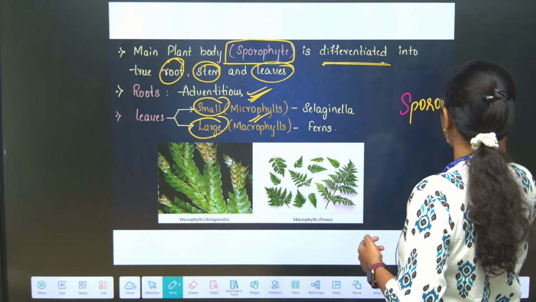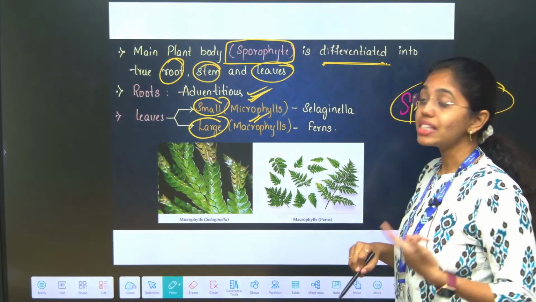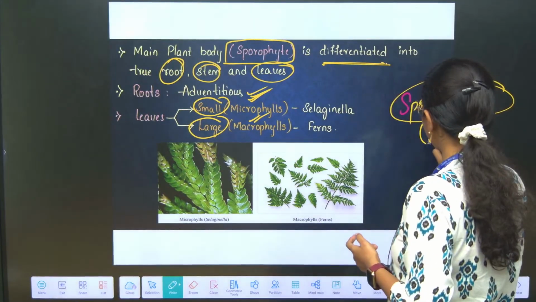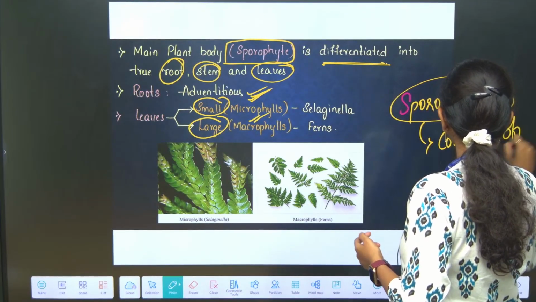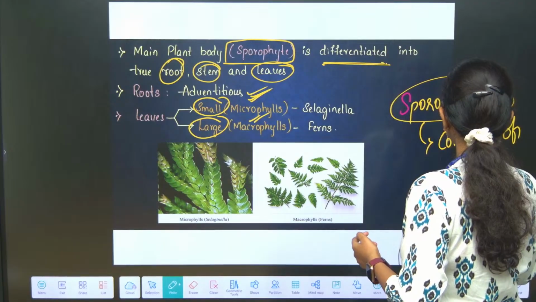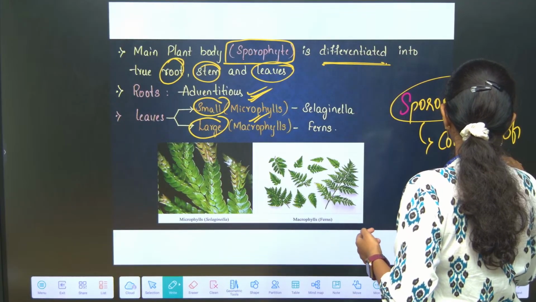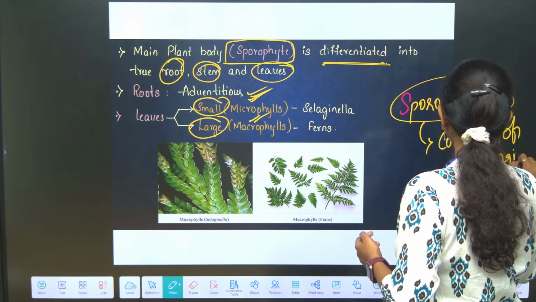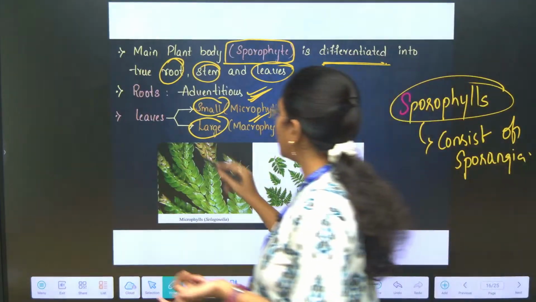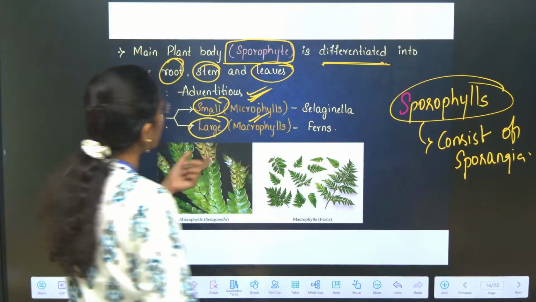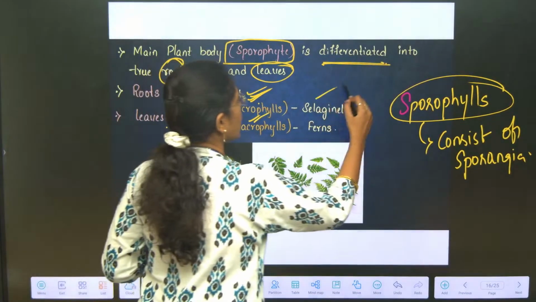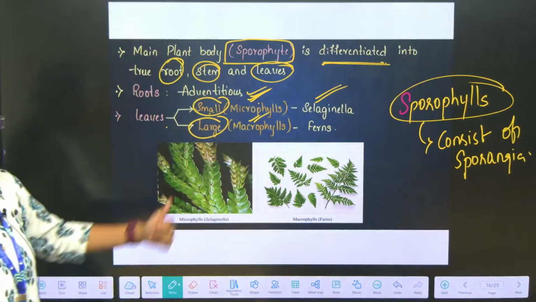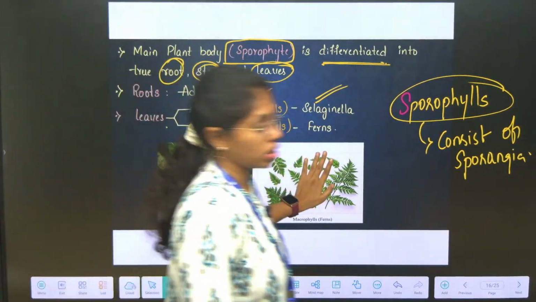Sporophylls. Leaves are addressed as sporophylls because leaves contain sporangia. They consist of what? Sporangia. They are called sporophylls. Leaves are small microphylls and large macrophylls. Small microphylls you can see in Selaginella, large macrophylls you can see in ferns. Clear, right?